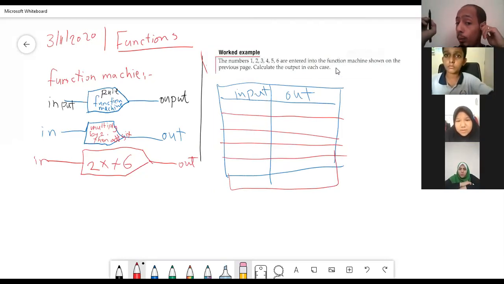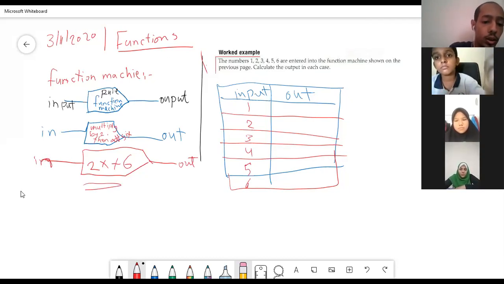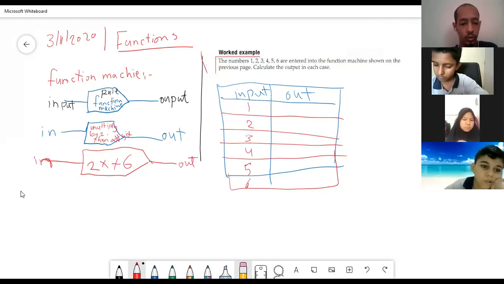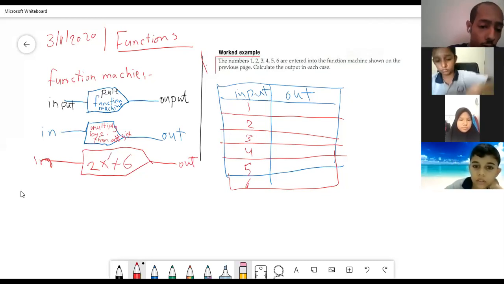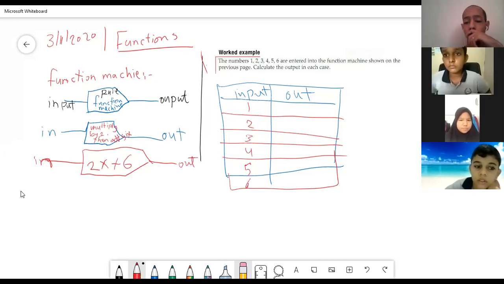So what are the inputs in this case? Inputs 1, 2, 3, 4, 5, 6. So we are going to insert the inputs into the function machine. Each input is going to be replaced by the x, because the x represents the inputs or the unknowns in the function machine. Okay, so in the case the input is 1, what is going to be the output?